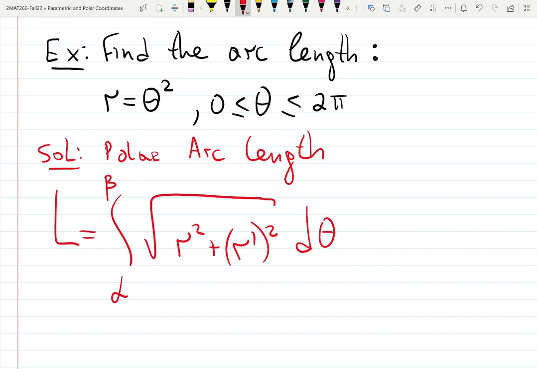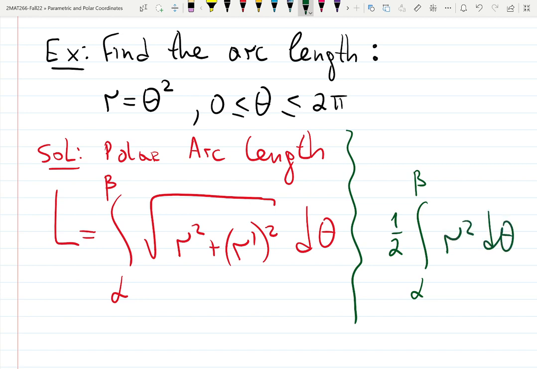One more thing is, in the whole polar chapter, we gave you 2 formulas. Both are going to the exam, 1 problem per formula. The other one is 1/2 integral from alpha to beta of r squared d theta. That's what we did in the previous class. So which one is which? Remember, the second one is area.